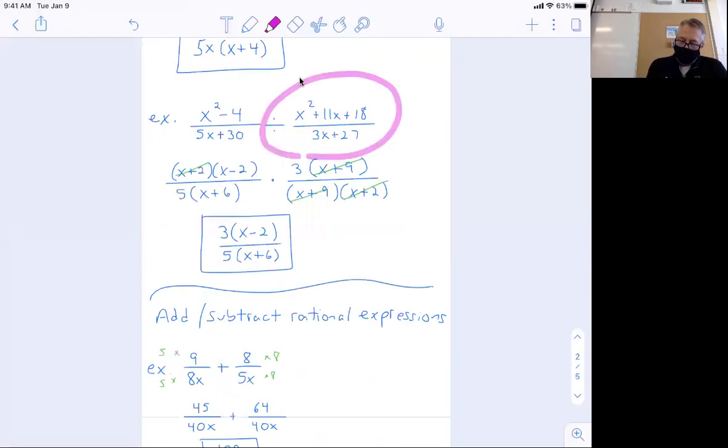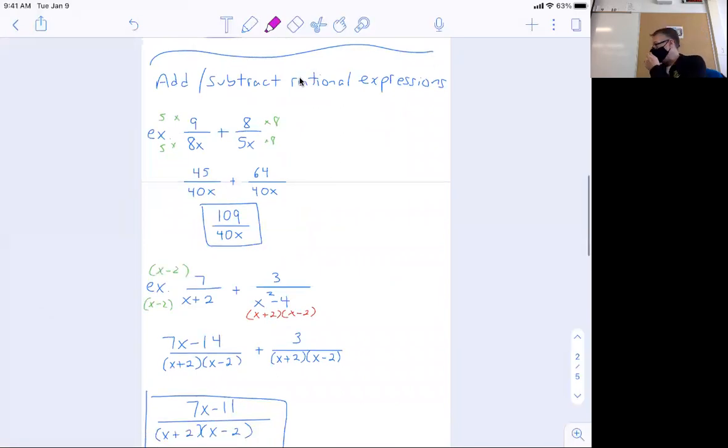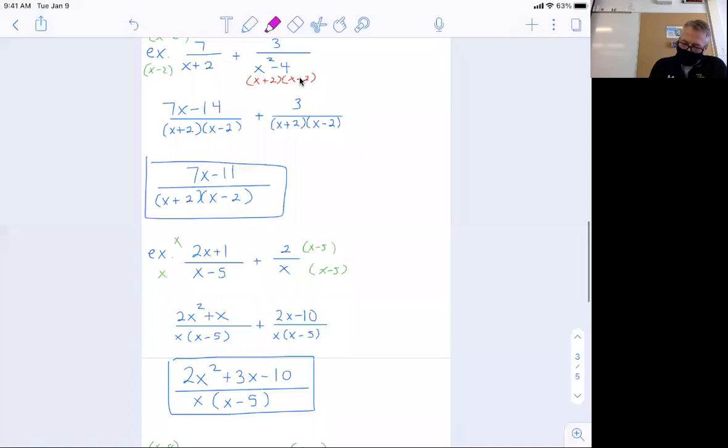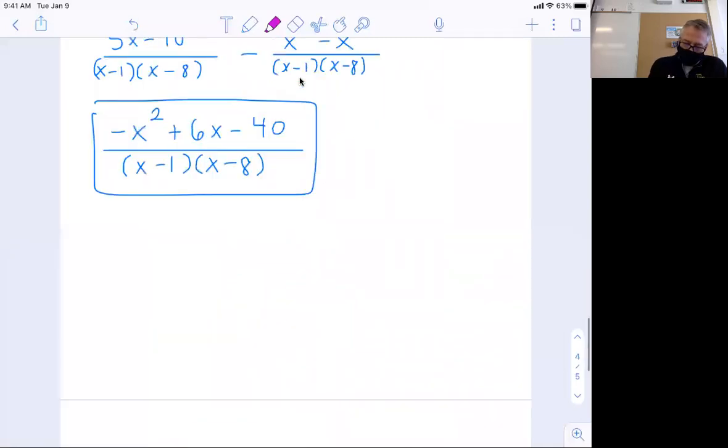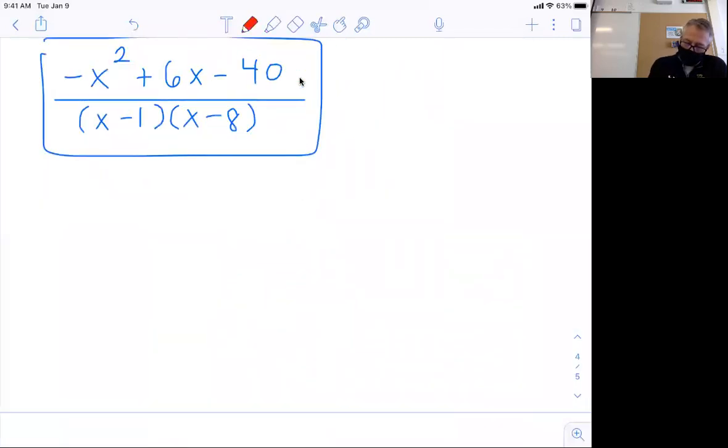When you divide, you flip over the right-hand side. Then we did the adding and subtracting of rational expressions. So just a quick recap there. But today, we are going to solve rational equations. So this will be a little bit different. You know, it's an equation and not an expression.